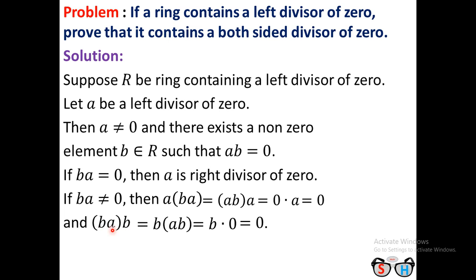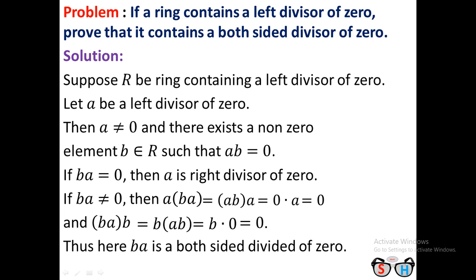From that relation, we can conclude that BA is a left divisor of 0, and from the other result we can conclude that BA is a right divisor of 0. So BA is a both sided divisor of 0. So the ring contains a both sided divisor of 0. I hope that you understand that problem. When a ring contains a left divisor of 0, then it contains a both sided divisor of 0; the divisor of 0 may be the left divisor of 0 or any other divisor of 0. Here the both sided divisor of 0 is either A or it is BA. I hope that you understand the problem.